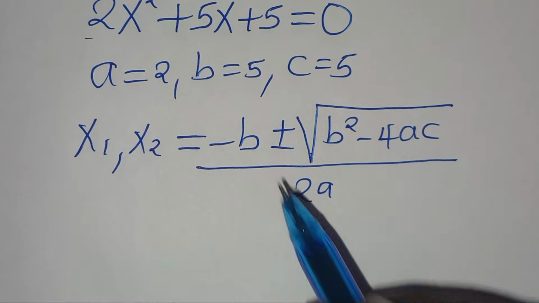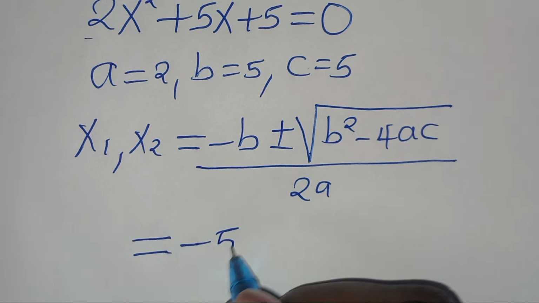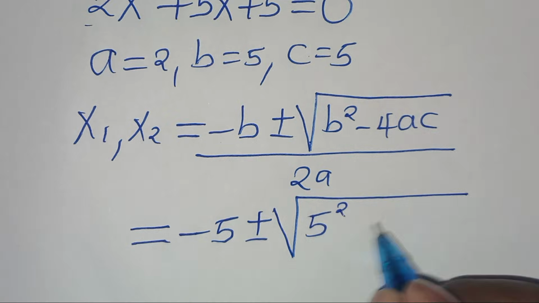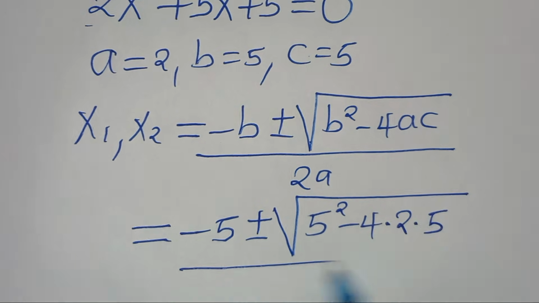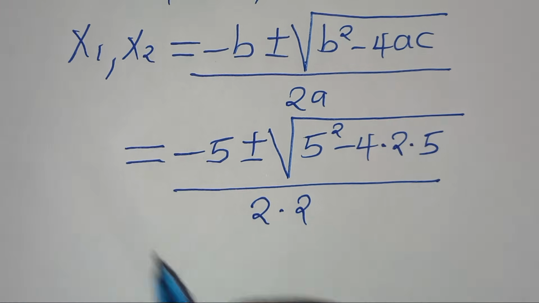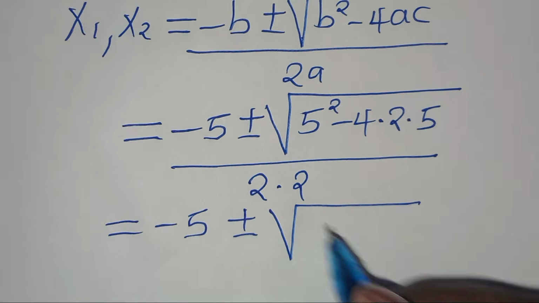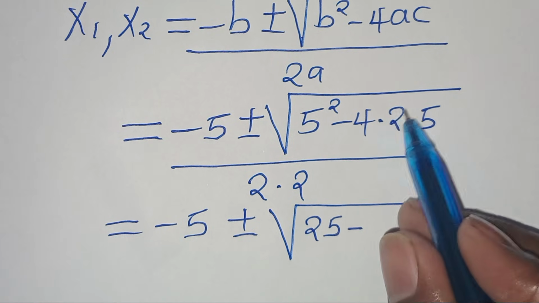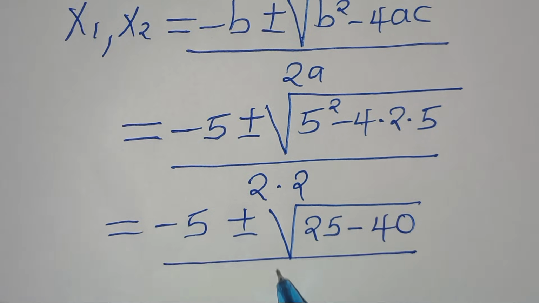So this means that let's substitute a, b, and c into this formula here, so that we have minus 5 plus or minus the square root of 5 squared minus 4 times a, which is 2, times c, which is 5, then everything here divided by 2 times 2. Now this is negative 5 plus or minus the square root of 5 squared, which is 25, then subtract 4 times 2, this is 8 times 5, this is minus 40, then divided by 4.